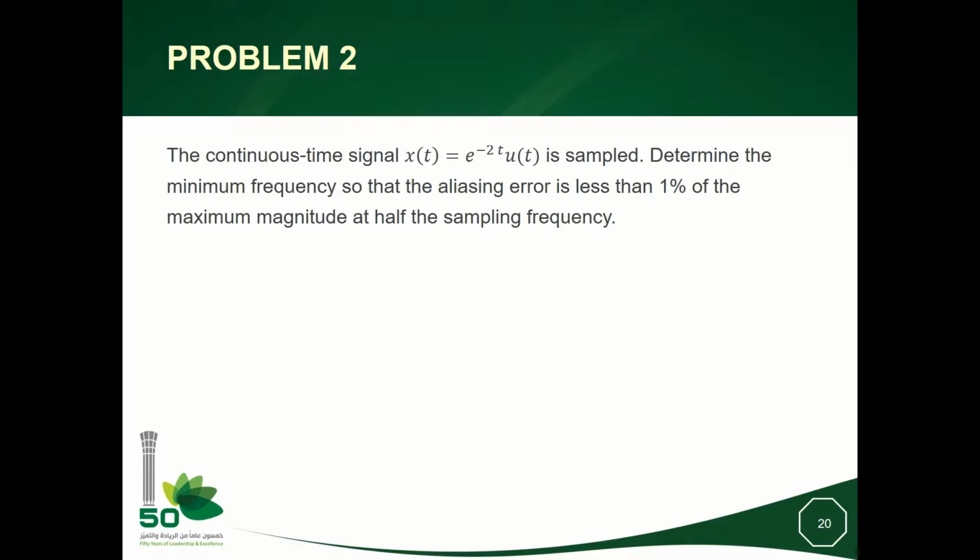In this problem two, we have a signal x(t), which is exponential of minus 2t times the step function u(t). And we would like to make a sampling of this x(t) such that the aliasing error is less than 1% of the maximum magnitude at half the sampling frequency.